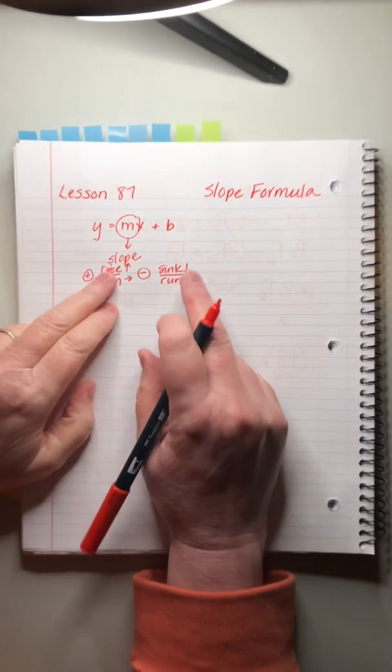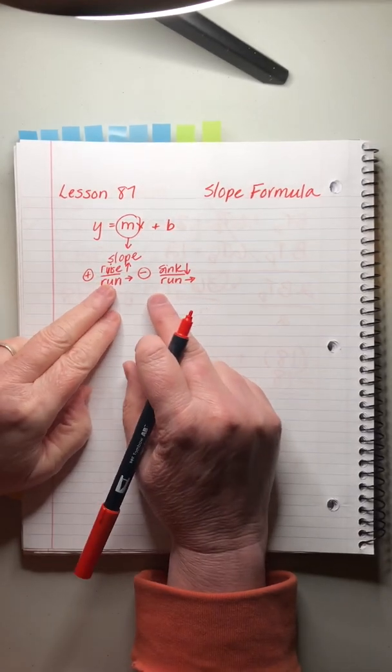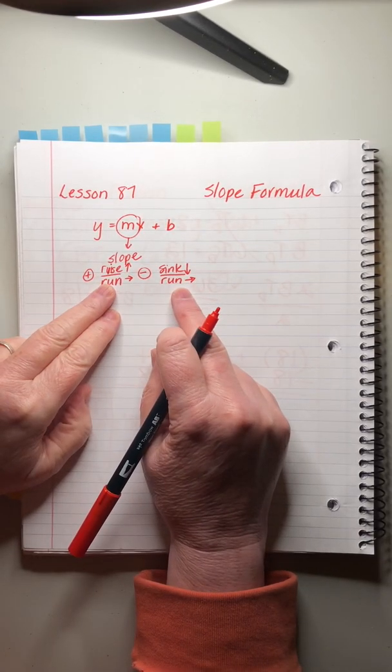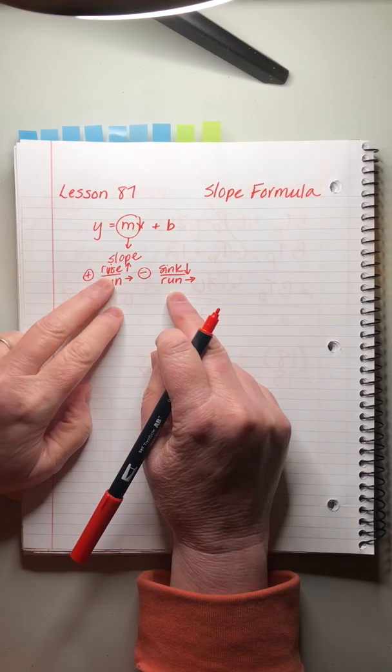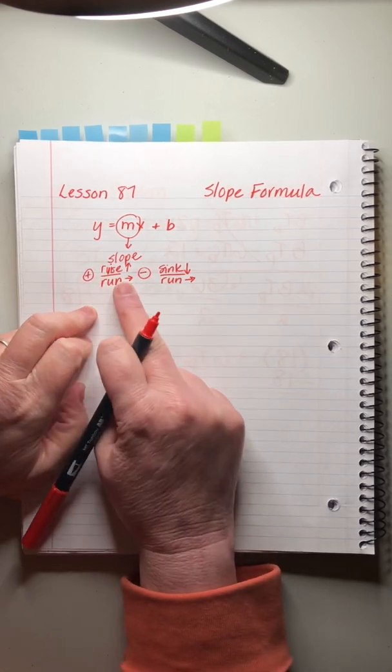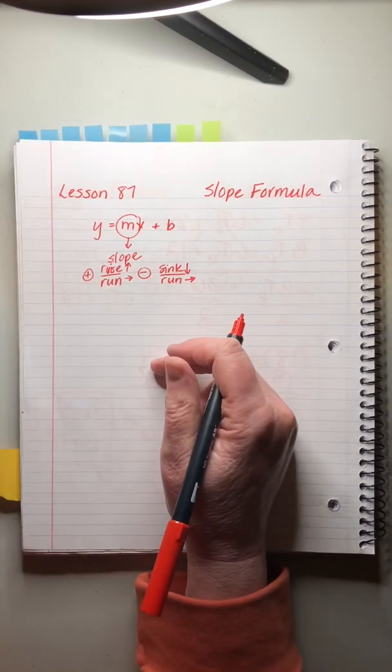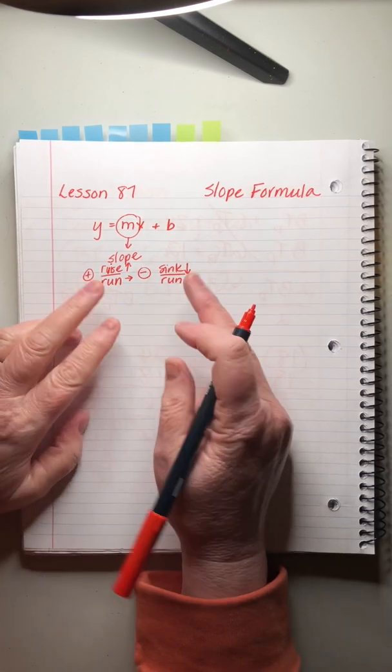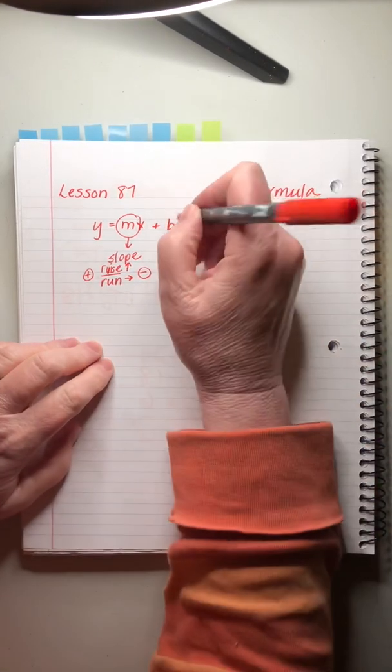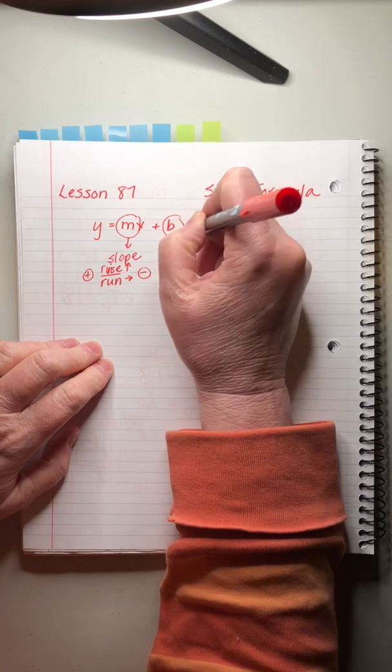So that's what we know about slope. And we know that if you see a picture of a graph, you can count from one point to the other point using this rise over the run or sink over the run, and you can figure out the slope. Spoilers, that's what's going to change today. But let me just talk a little bit about this number.